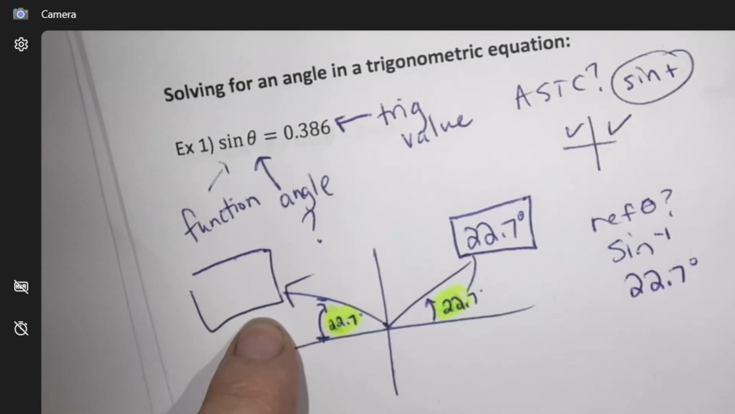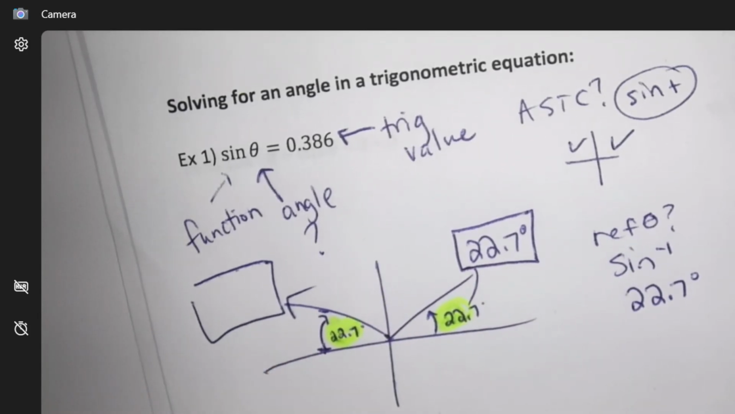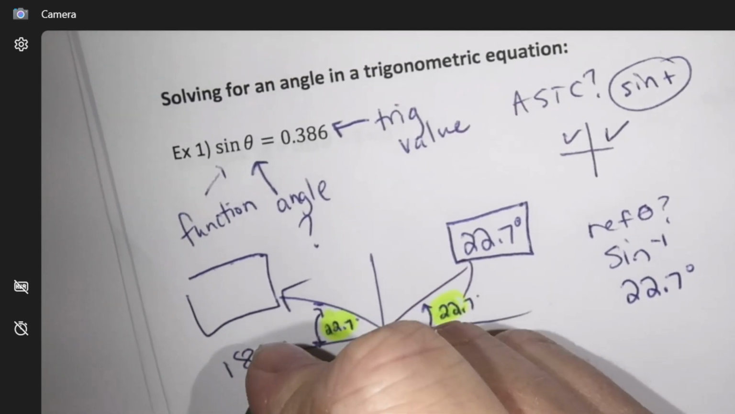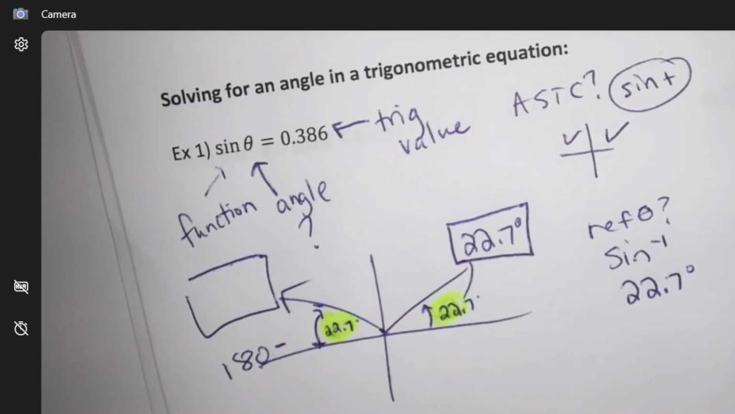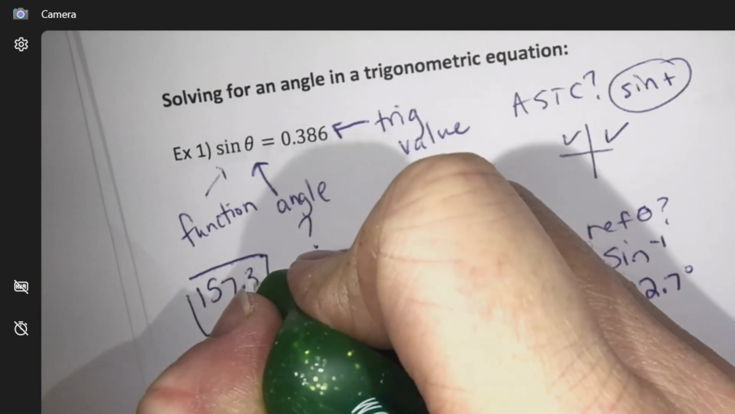Whatever number this is, do you guys know it has to be between 90 and 180, right? Whatever this value is has to be between 90 and 180. What are you doing as a calculator maneuver? Yeah, 180 minus, because I am located behind the 180 line. I'm less than 180. So 180 minus is 157.3 degrees.